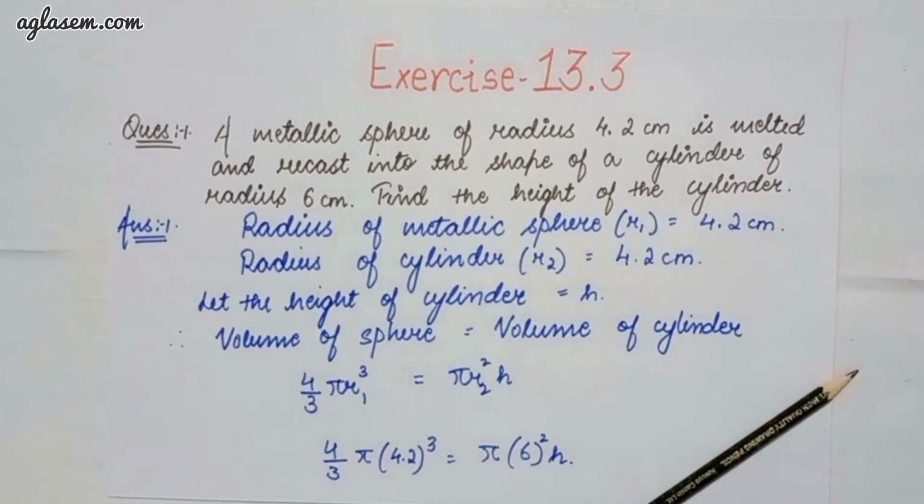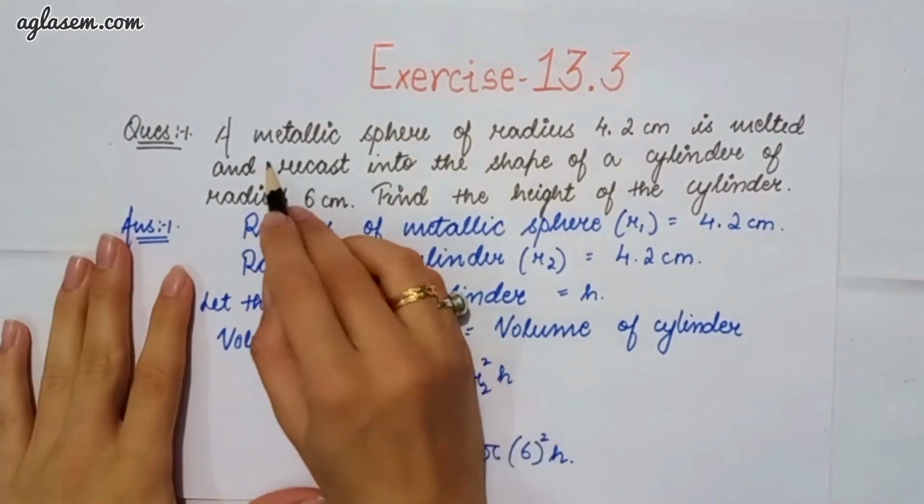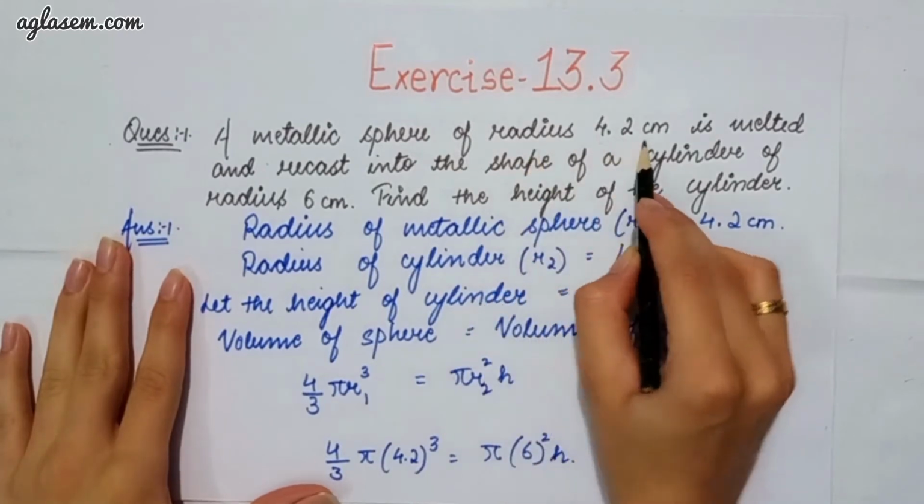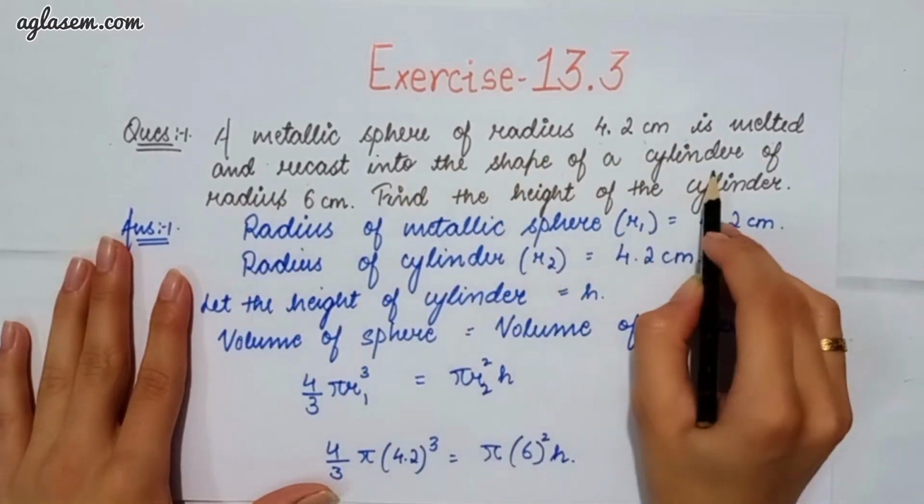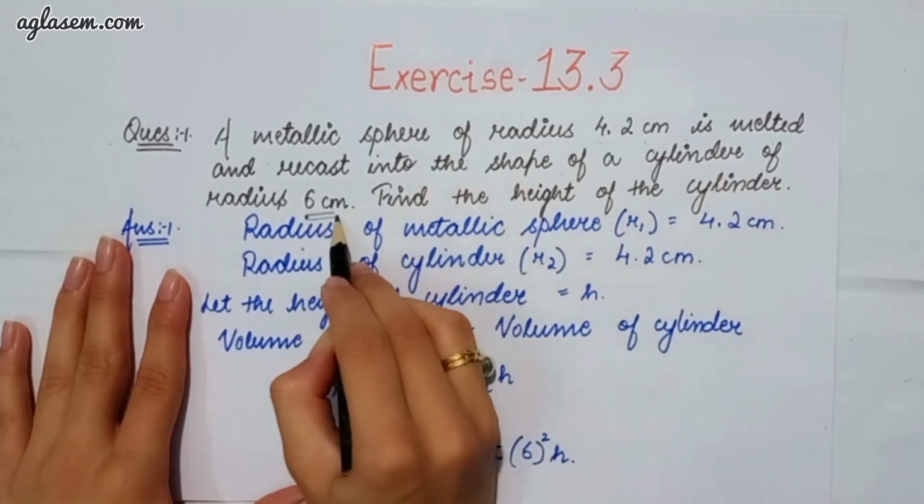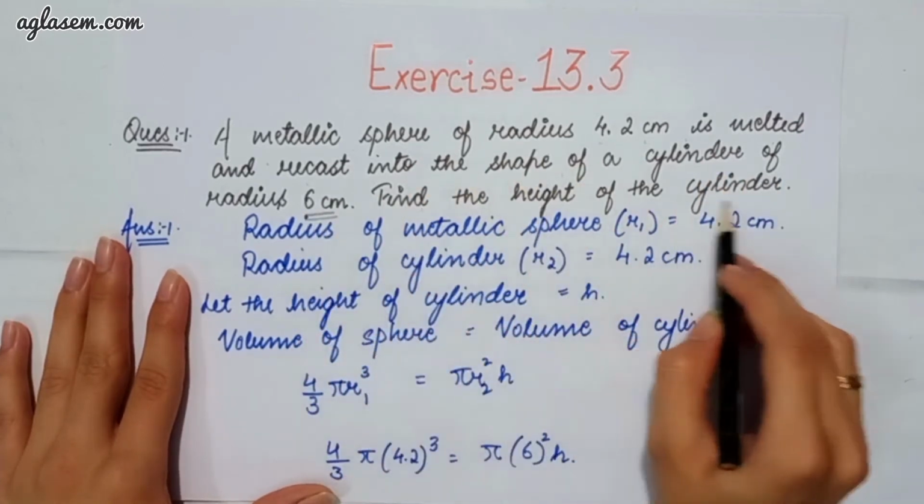Today in this video we will be covering chapter 13, that is surface area and volumes. So starting with our exercise 13.3, our first question says a metallic sphere of radius 4.2 cm is melted and recast into the shape of a cylinder of radius 6 cm. We have to find the height of the cylinder.